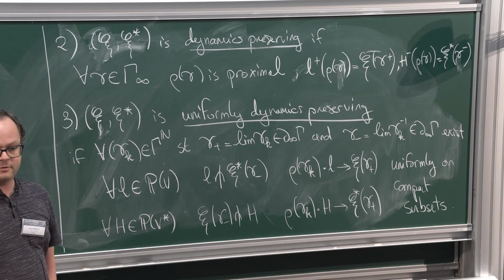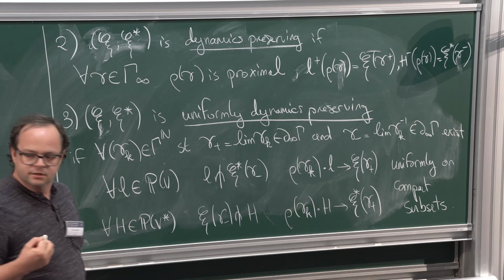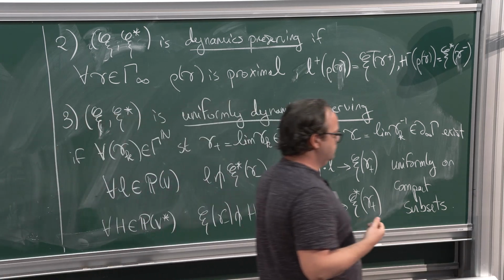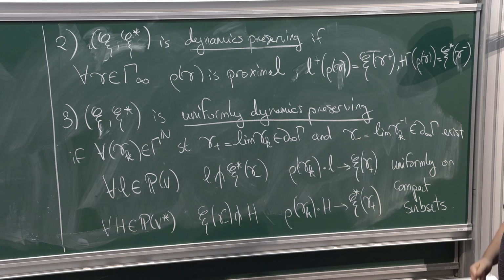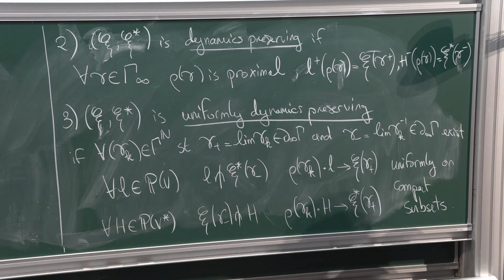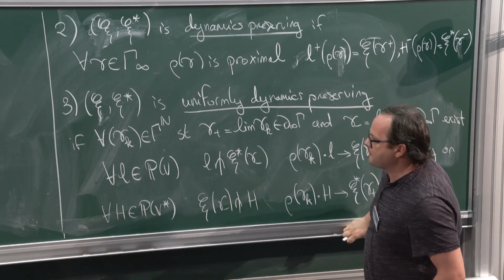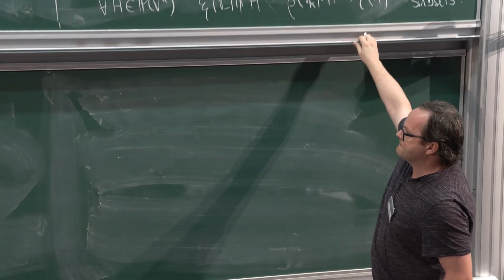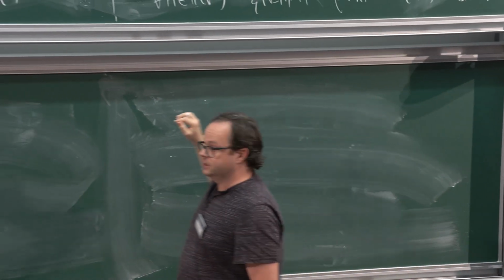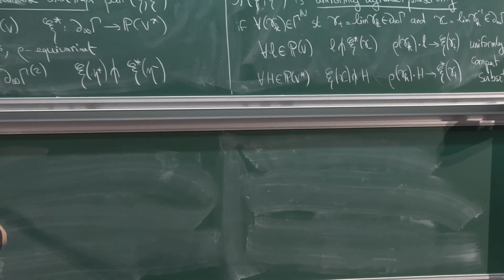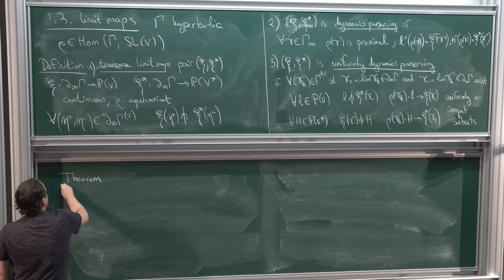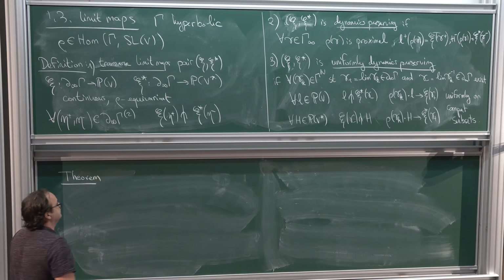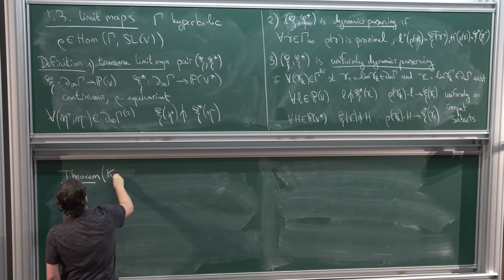Right, so uniformly dynamics preserving really means that when you let your representation rho act on the projective space, it will have really similar dynamics to what you see on the boundary of gamma. And this happens to be a characterization of Anosov representations. So that's the theorem of Kapovich-Leeb-Porti.